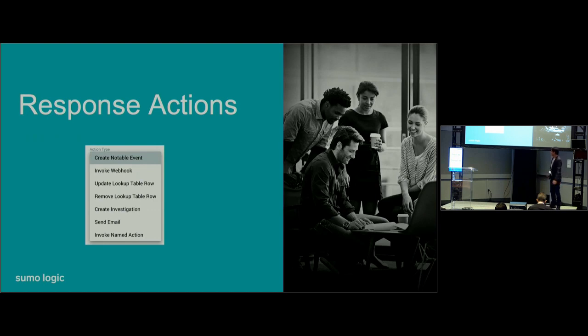So we got a confession. The next step is to take action on the confession. Your options are you can create a notable event, and I will talk about notable events shortly. You can modify lookup entries. You can directly create an investigation if it's an actionable confession. You can invoke a script. You can send out email alerts. You can invoke webhooks. It's your choice how you want to deal with that confession.